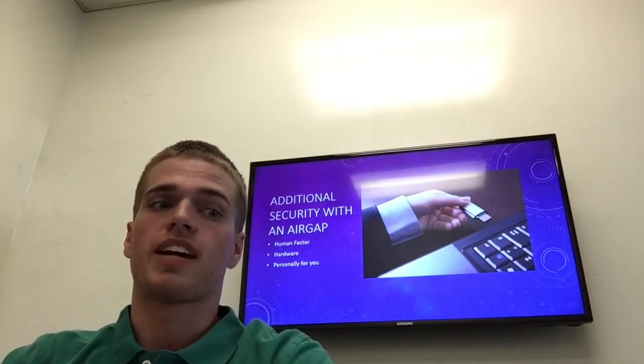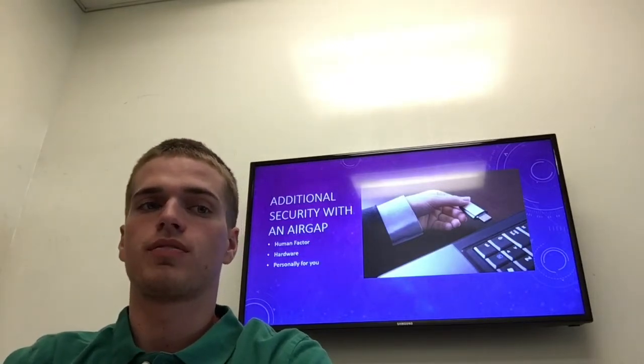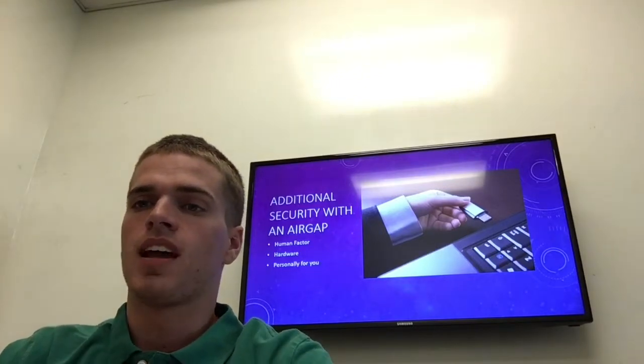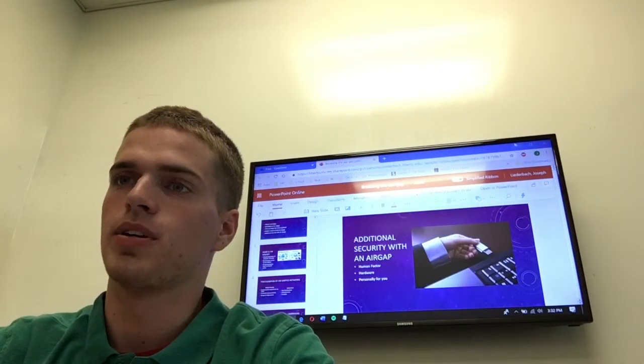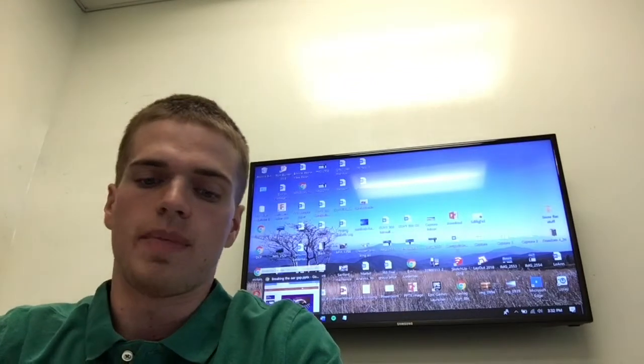It's really good to protect your personal computer and keep it separate from places that could hurt you, such as public Wi-Fi and things like that. One really good example is using thumb drives to attack another computer, and this is just a really simple method of doing it.